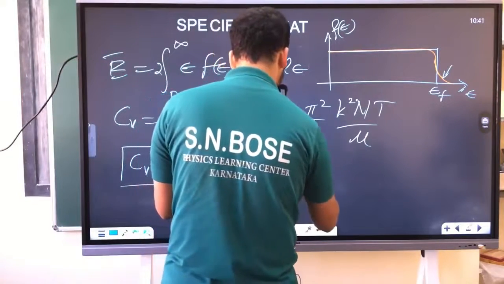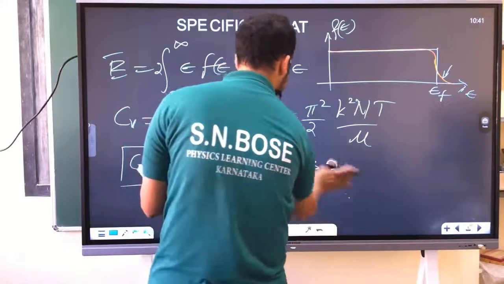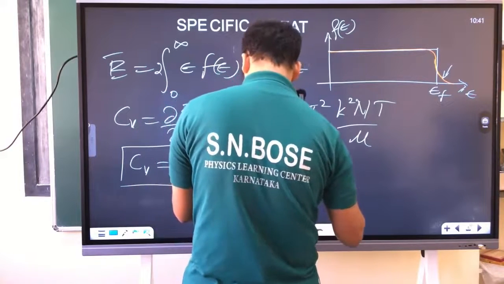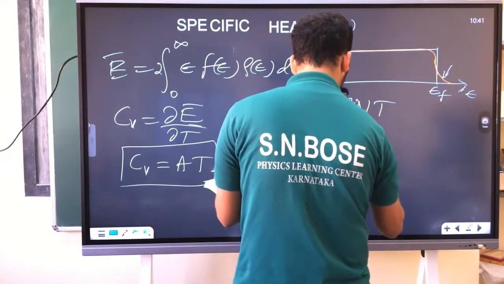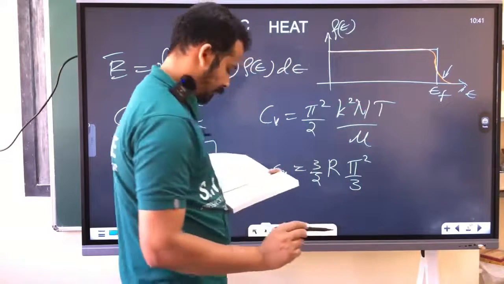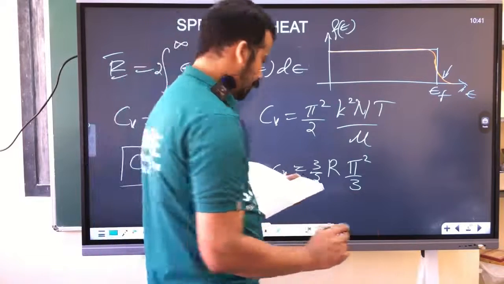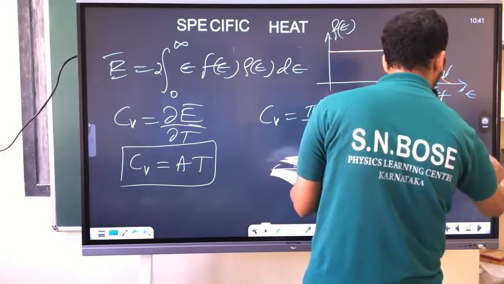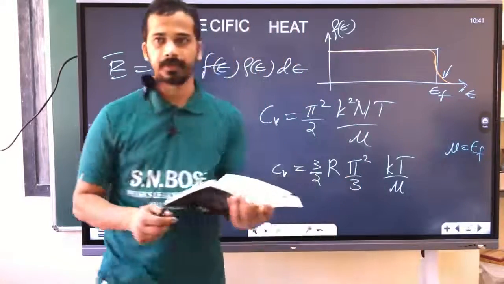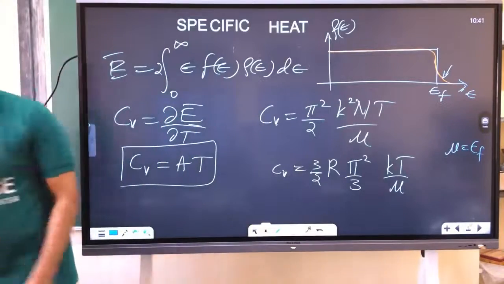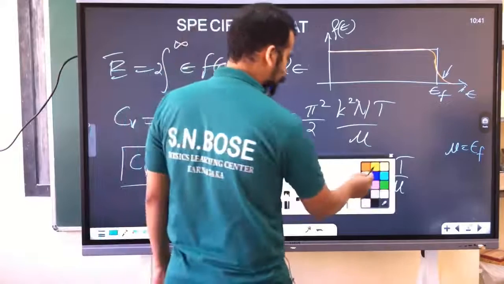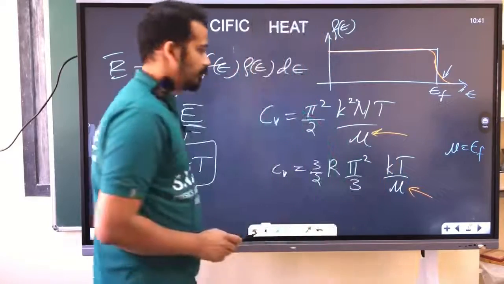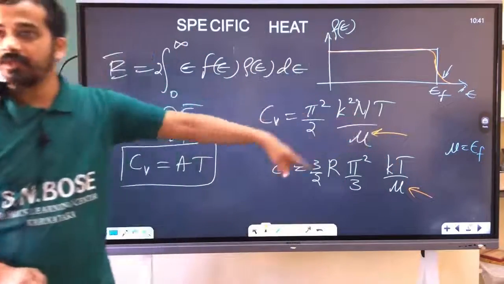then what will happen? I think 3/2 R. Molar specific heat is equal to 3/2 R pi square by 3 kBT by mu naught. Okay, mu means EF. Molar specific heat. Now what I need is, I need this one. The very important part here is, I need you to observe this dependency, that is equal to EF, that comes in the denominator.